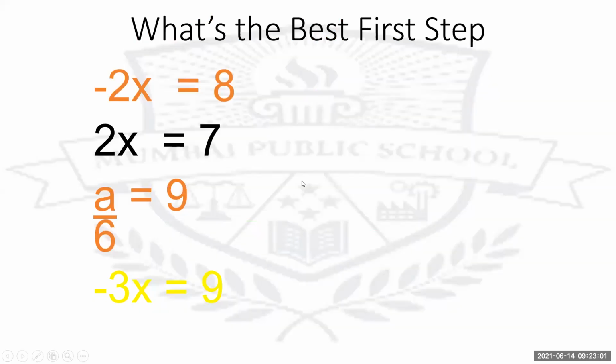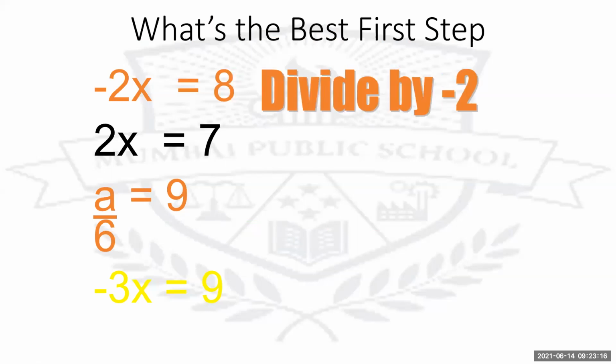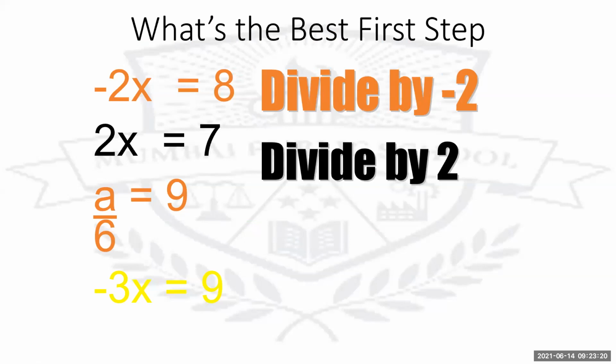Now, check here. Minus 2x equals 8. You're going to divide it by minus 2. Understand? Next is 2x equals 7. You're going to divide by 2.